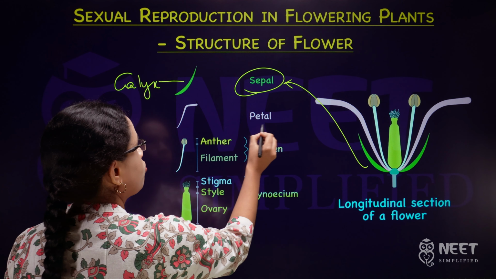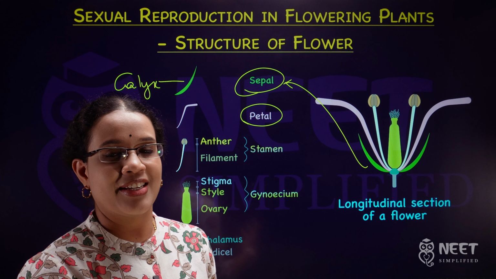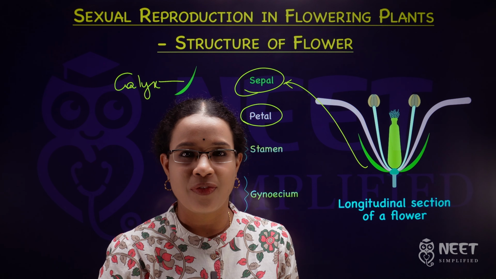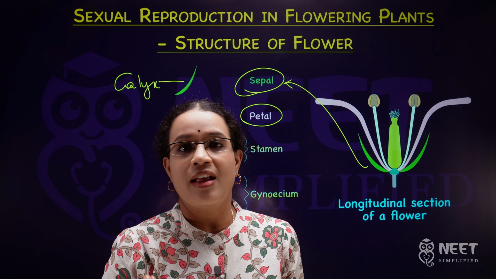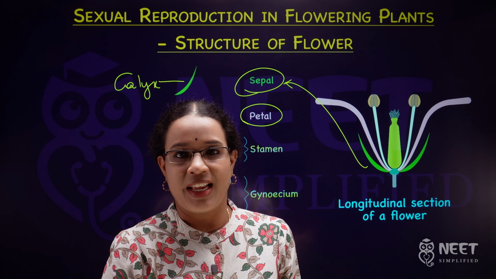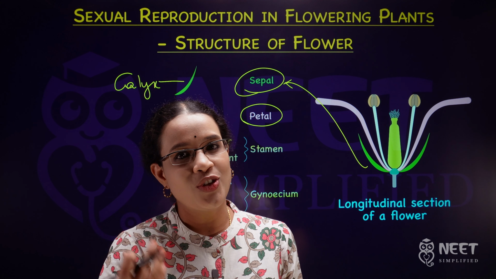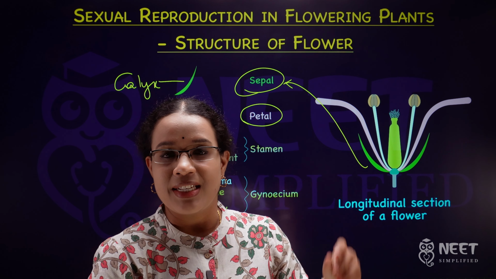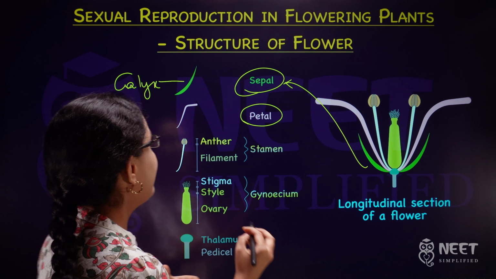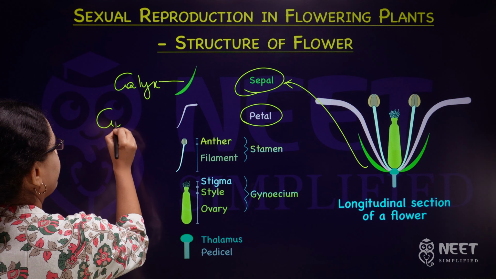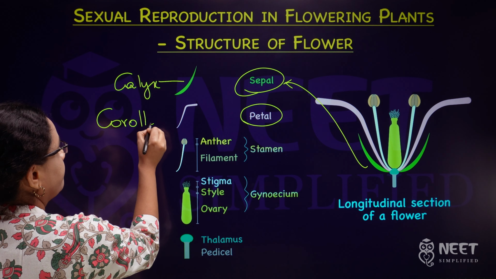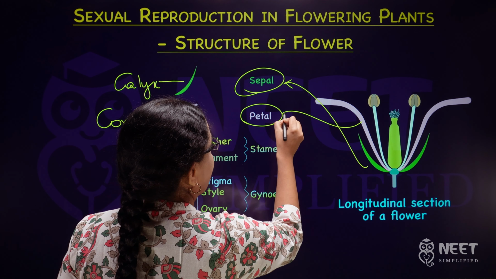And now coming to the most attractive part, the petals, the beautiful, colorful parts of the flower, which are attracting the pollinators. And why is that happening? For the reproduction to go on, isn't it? So we call the petals collectively as corolla. You can see the petals, the colorful parts, here.